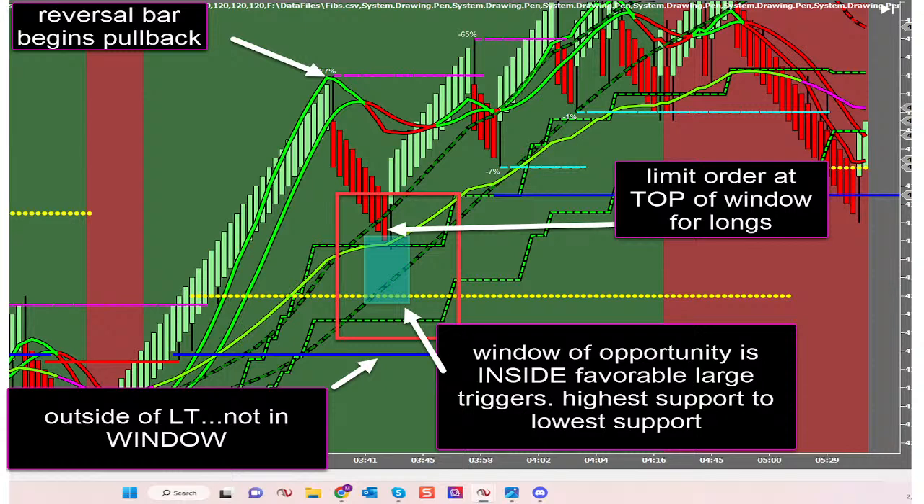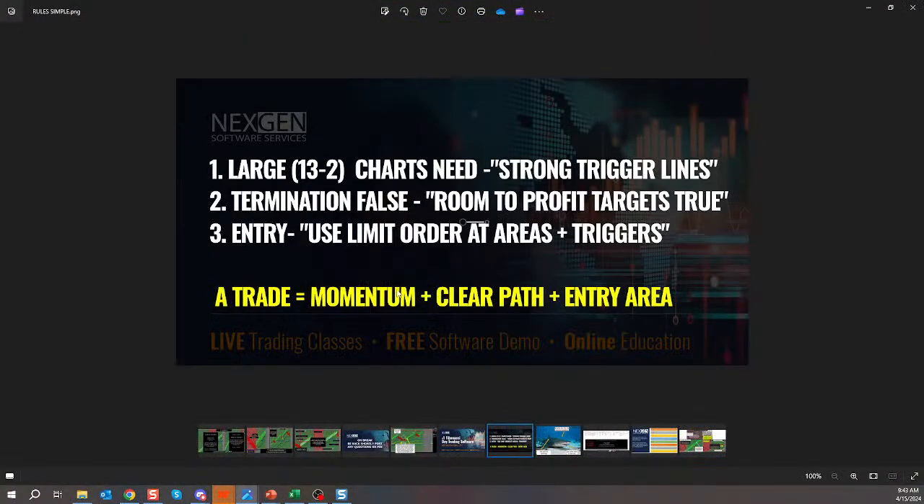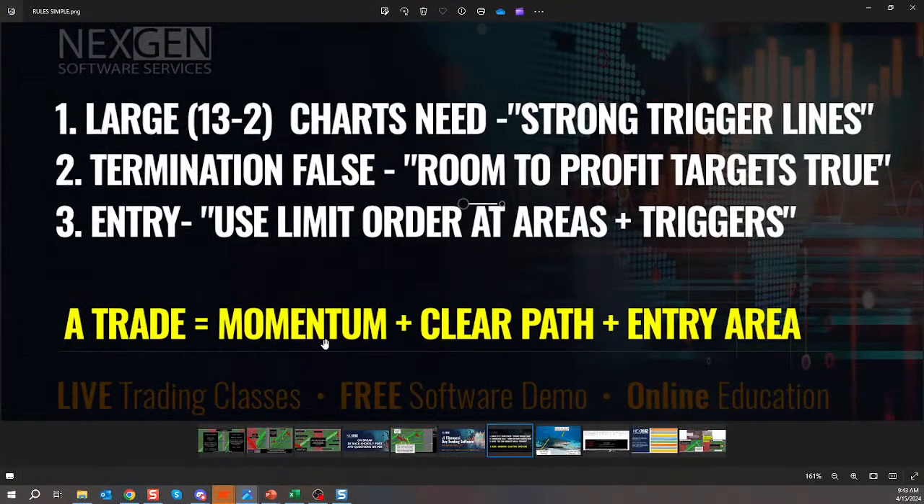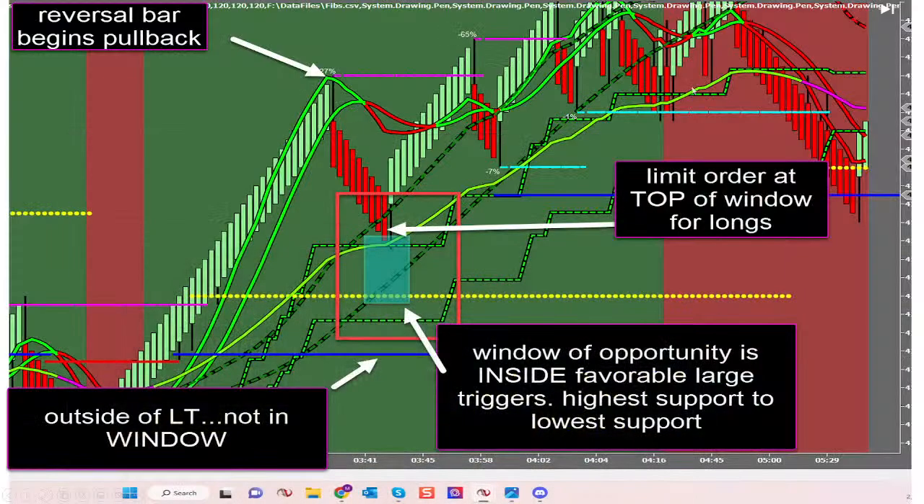Embrace the idea that advantages lead the way. Get to the point to where every time you speak about what you see, you speak in terms of advantages. Hey, I'm looking at this chart and I have momentum and I have a clear path. Let me find an entry area. And be okay with the idea that you don't have to be in every move. You should be in the best moves.